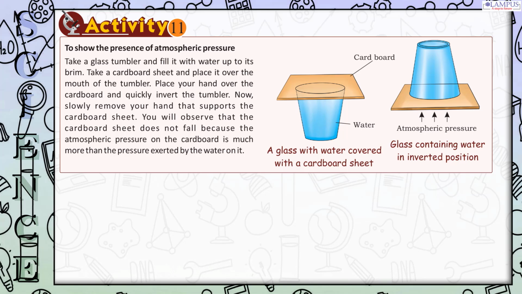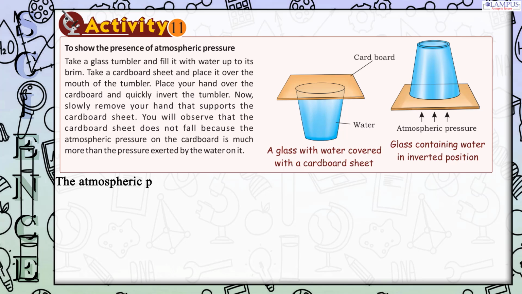You will observe that the cardboard sheet does not fall because the atmospheric pressure on the cardboard is much more than the pressure exerted by the water on it. A glass with water covered with a cardboard sheet. Glass containing water in inverted position.